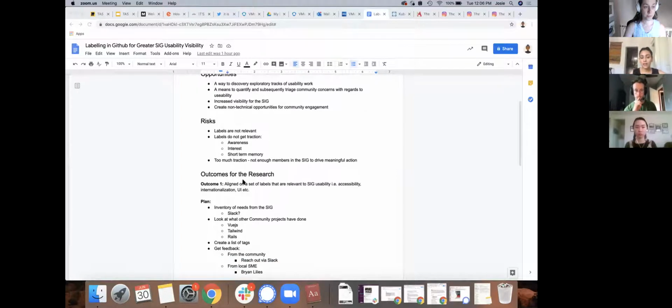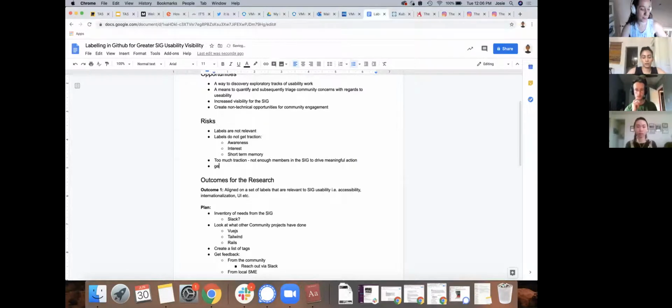Are there any other risks that I should think about for this scope of work? I think the only other risk I can think of is getting the labels approved. Or I guess getting buy-in about adding labels if we need to. Okay.